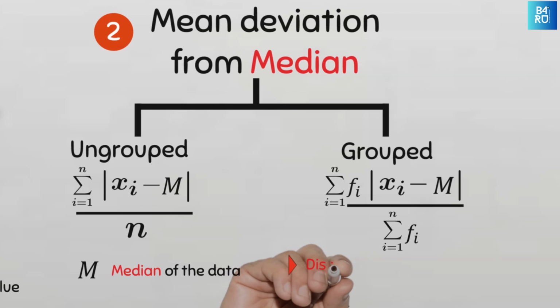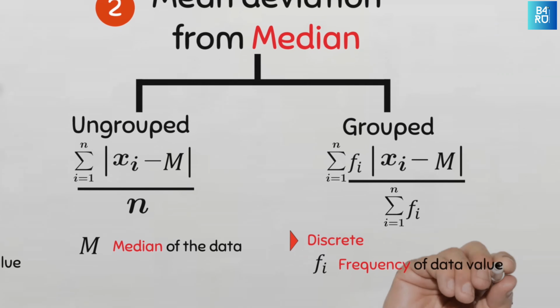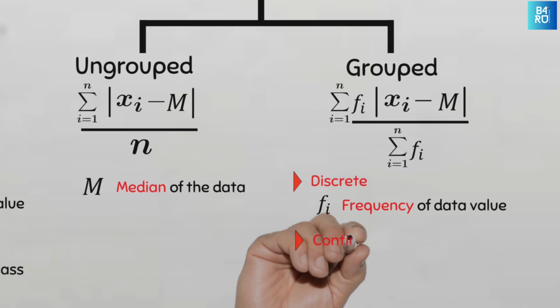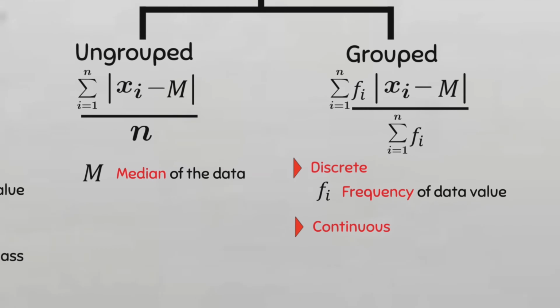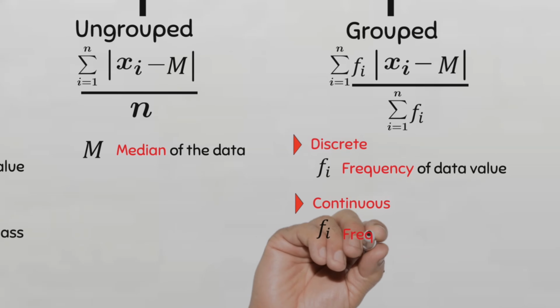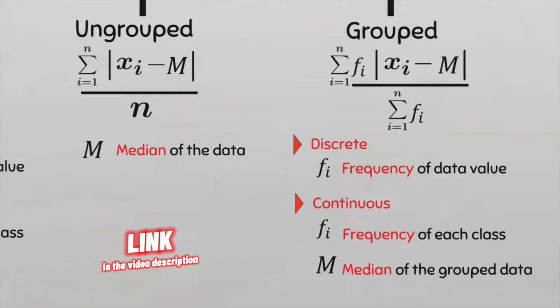So for discrete frequency distributions, f subscript i represents the frequency of each data value, while for continuous frequency distributions, it's the same formula as discrete frequency distributions, right? But f subscript i is the frequency of occurrence of each class. And the M here is the median of the grouped data, which has its own separate formula. You can see the video in the description to know how to calculate median for grouped data. Awesome. So we have 4 formulas already. Let's go into the mean deviation from the mode.